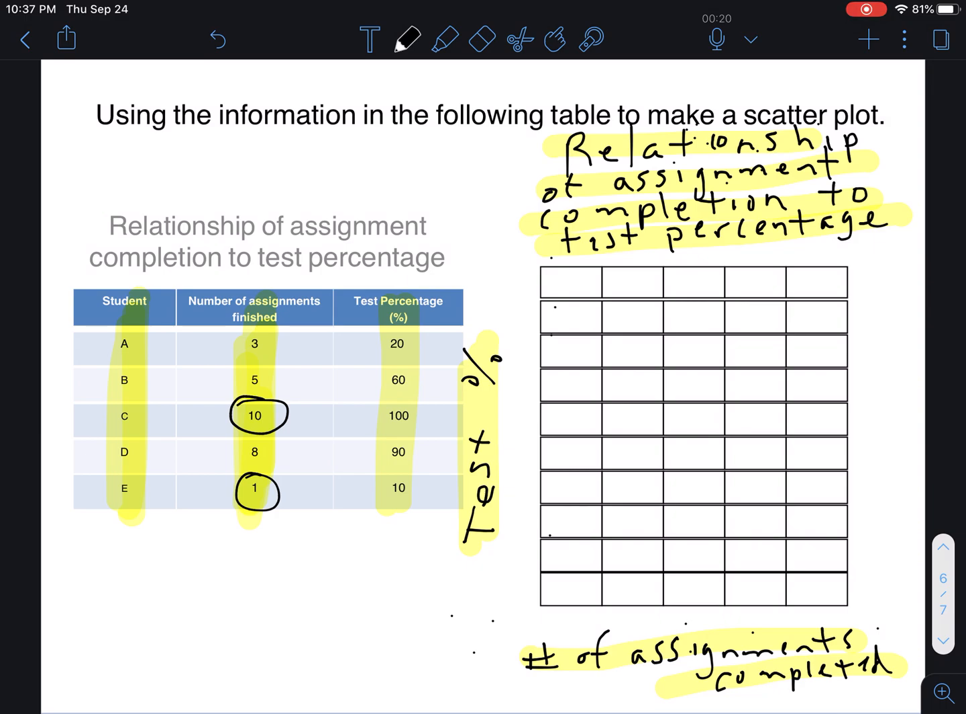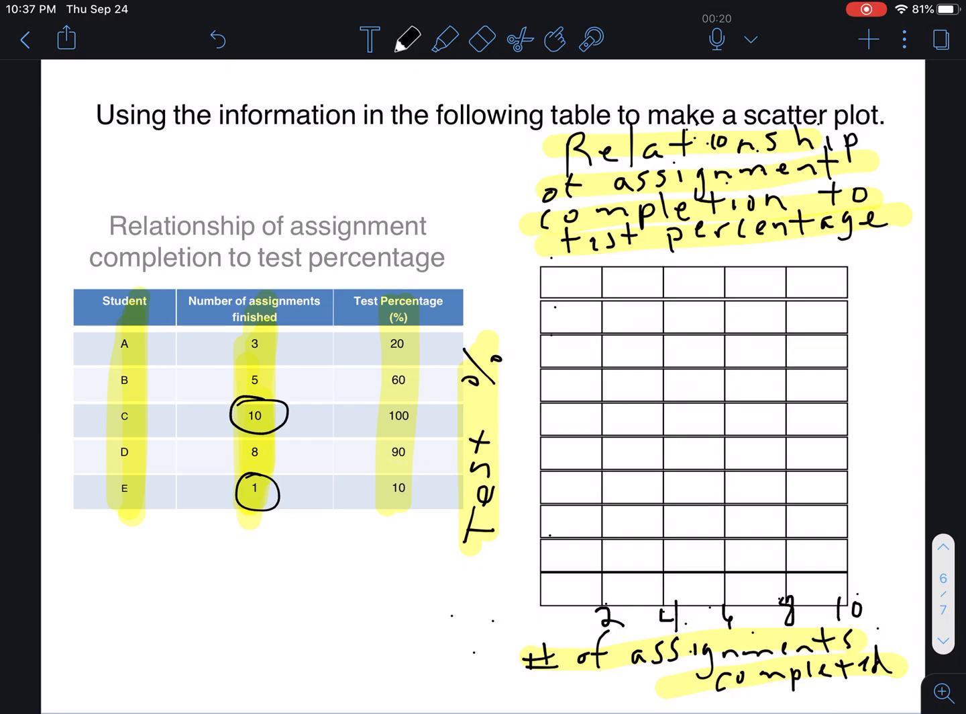So we need to have at least place for 10. So we've got 1, 2, 3, 4, 5. We have 5 lines, so we're going to divide 10 by 5. So each line is going to represent 2 assignments completed. 2, 4, 6, 8, 10.